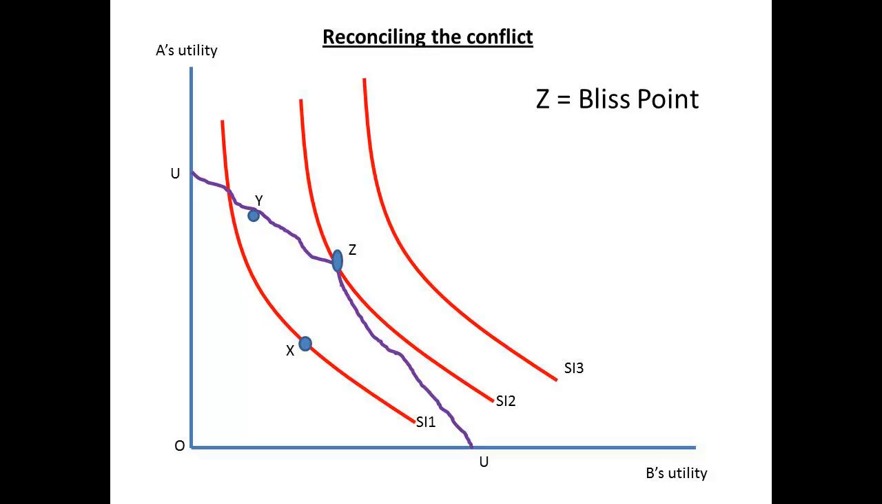On this diagram, the curve UU is the community grand utility frontier. The vertical axis is measuring A's utility, and the horizontal axis is measuring B's utility. 3 social indifference curves are shown. The highest social indifference curve reached by UU is at point Z on social indifference curve 2. This point is called the bliss point.